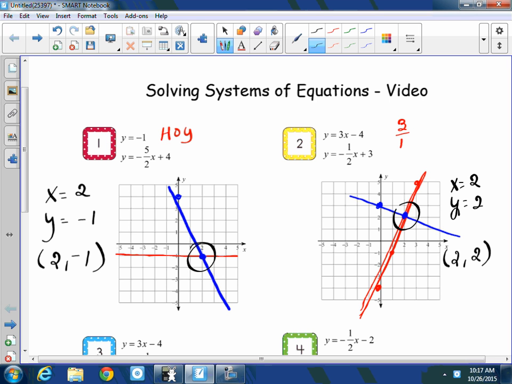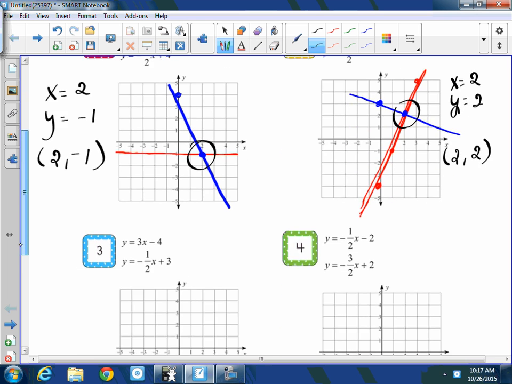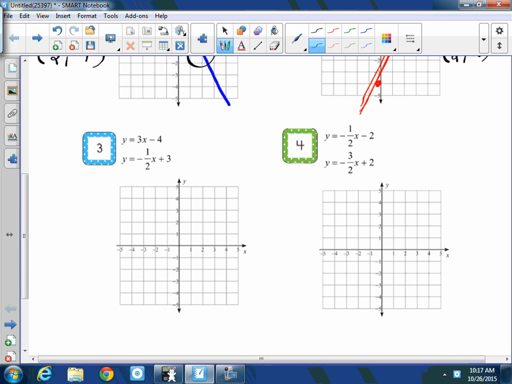Okay, so I think I made a mistake. Numbers 2 and 3 are exactly the same, so we can go ahead and forget about number 3. Let's go ahead and do number 4. Alright, so negative 2, negative, so it should be going down. Rise of 1, run of 2.